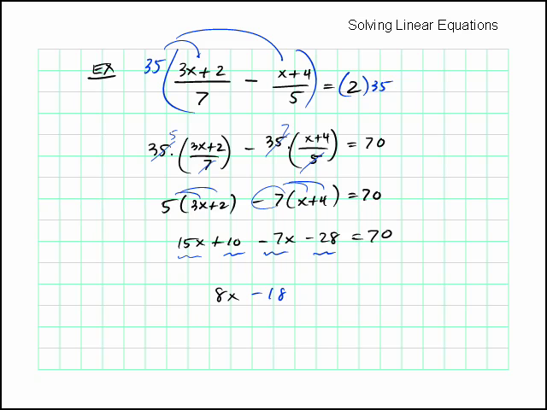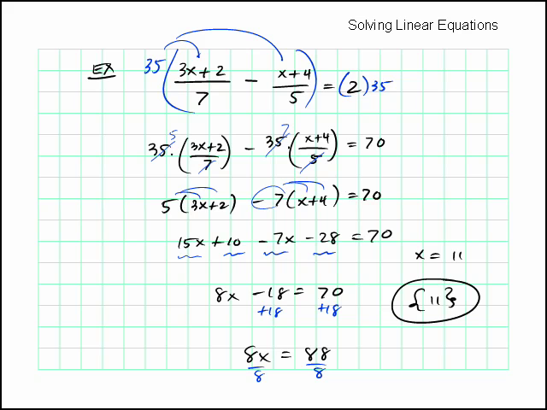Minus 18 equals 70. Next step, add 18 to both sides. 8x equals 88. Last step, divide both sides by 8. Solution, x equals 11. And so our solution in our solution set is 11.